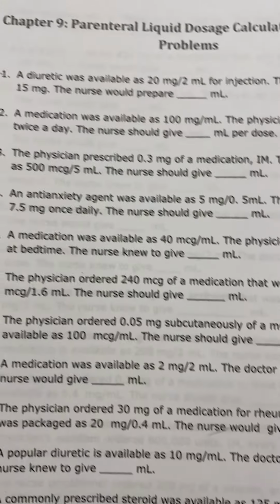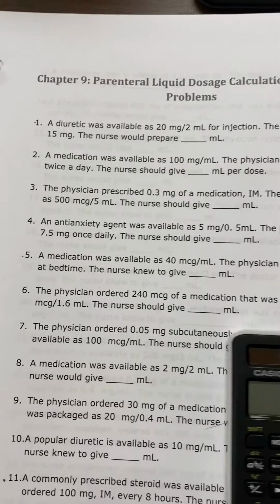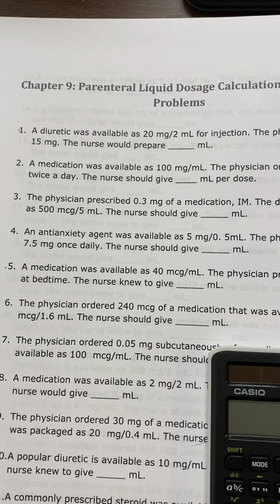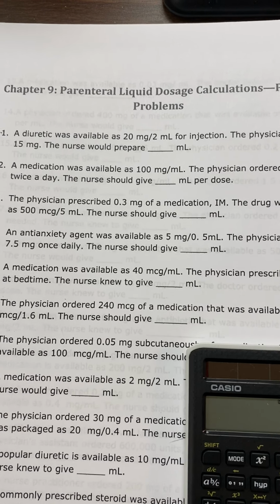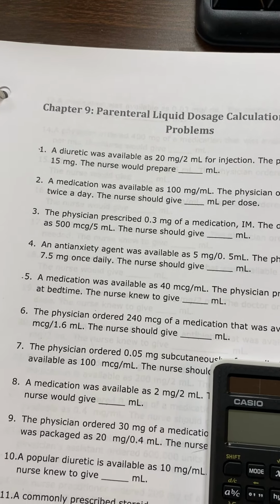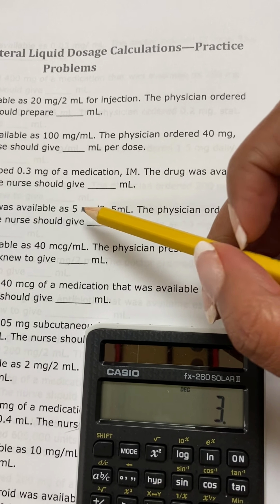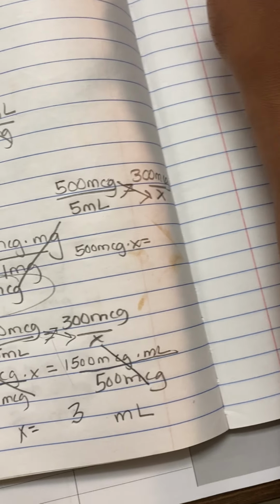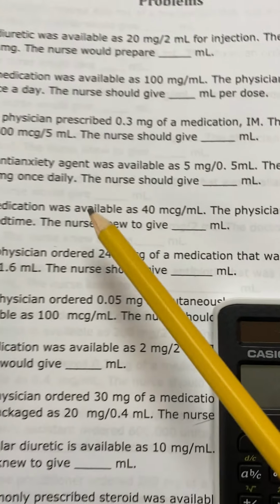Okay, let's try another one. Okay, let's try number 4. Look at number 4. Okay, so it says an anti-anxiety agent was available as 5 milligrams per 0.5 milliliter. Okay, the physician ordered 7.5 milligrams once daily. The nurse should give. So you want to first set this up like a proportion. That's going to make it smoother. So let's write 5 milligrams over 0.5 milliliters, especially if the units match.